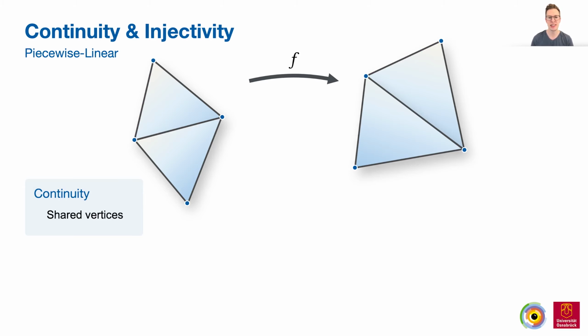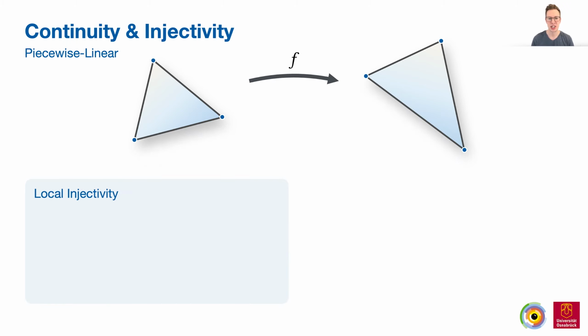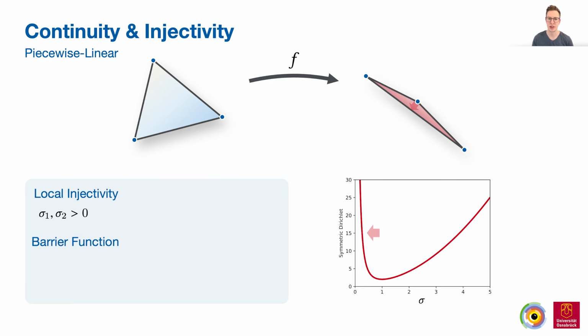So continuity is already handled by the way we represent our map, because neighboring triangles share common vertices, so there is no way we could tear our mesh apart. Maintaining local injectivity means that we have to prevent each triangle from flipping its orientation or from degenerating to a point or a line. In terms of the singular values, that means that both have to stay strictly positive. And in continuous optimization, we can always add such inequality constraints using barrier functions.